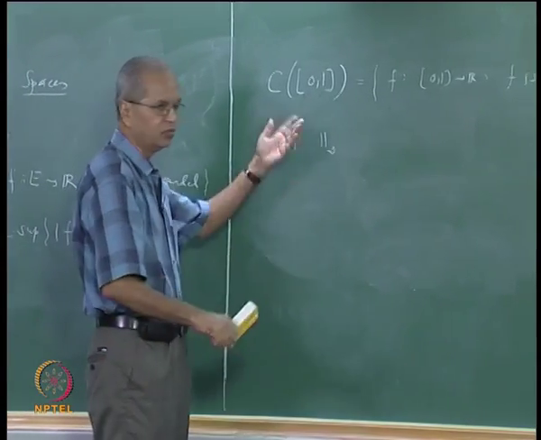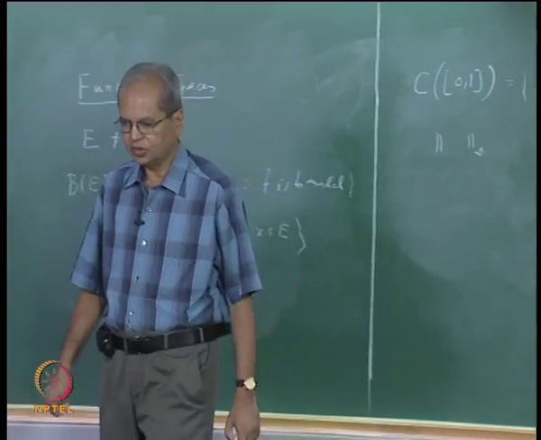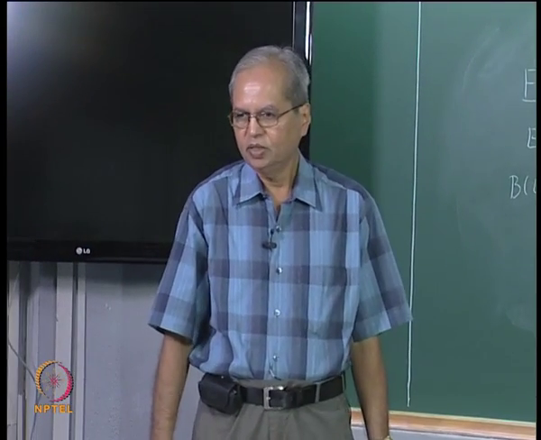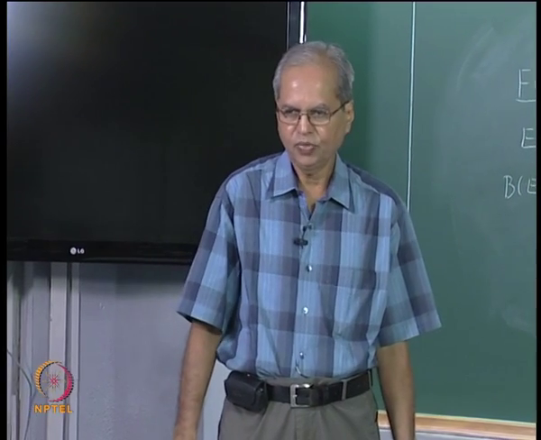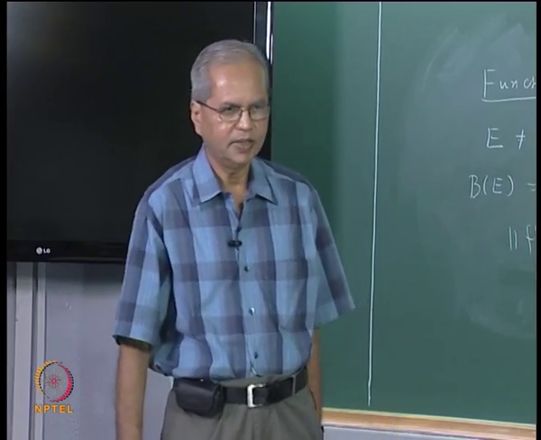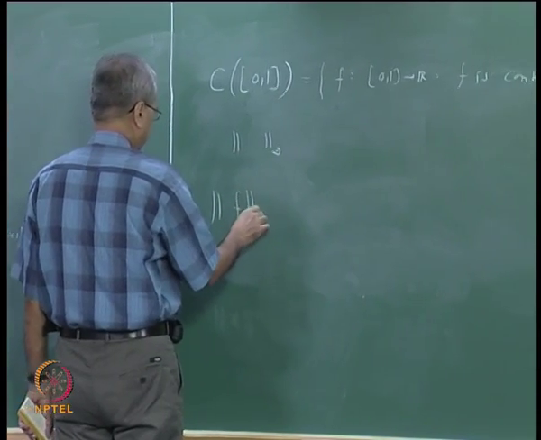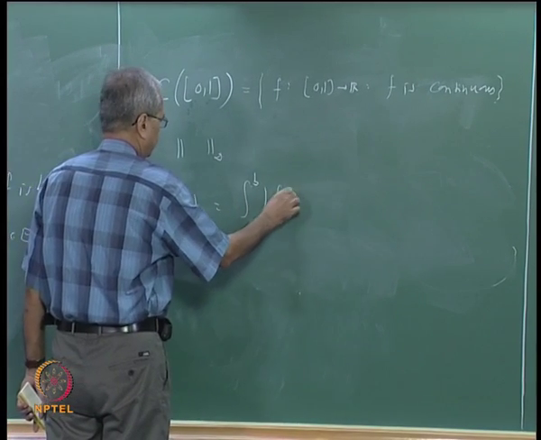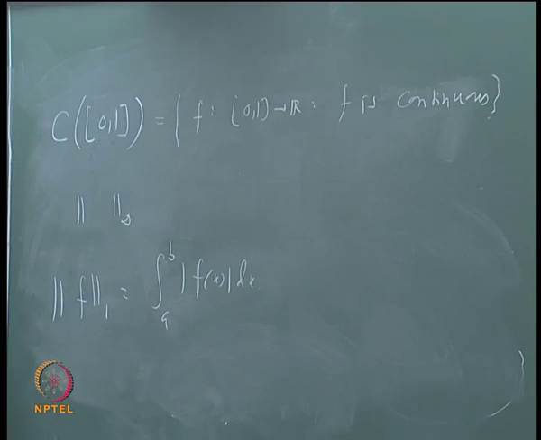But here we can define one more norm, and that is as follows. Again we shall discuss this in more detail when we study integration, but for the time being let me assume that you all know that every continuous function is Riemann integrable. That is, if a function is continuous, we can talk about its integral. So we define a norm of f as follows. This is also known as norm suffix 1. It is the integral from 0 to 1 of mod fx dx.